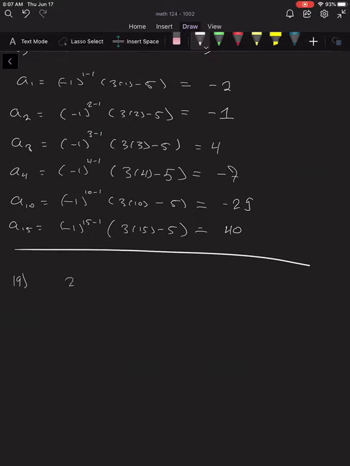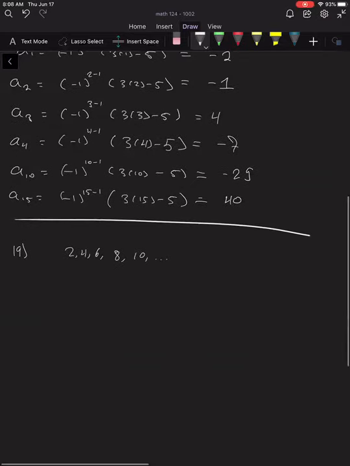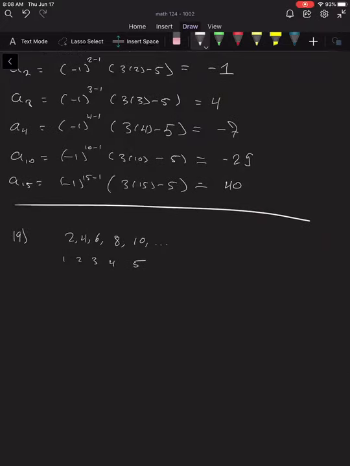This one's not too bad. This is 2, 4, 6, 8, 10, and so on. We want to find the pattern. So basically we want to know, what does an equal? So what is the nth term? Here's the first term, the second term, the third, the fourth, the fifth. So the first is 2, the second is 4, the third is 6, the fourth is 8. So basically this is what we need. We need a1 to be 2. We need a2 to be 4. We need a3 to be 6. We need a4 to be 8. We need a5 to be 10.